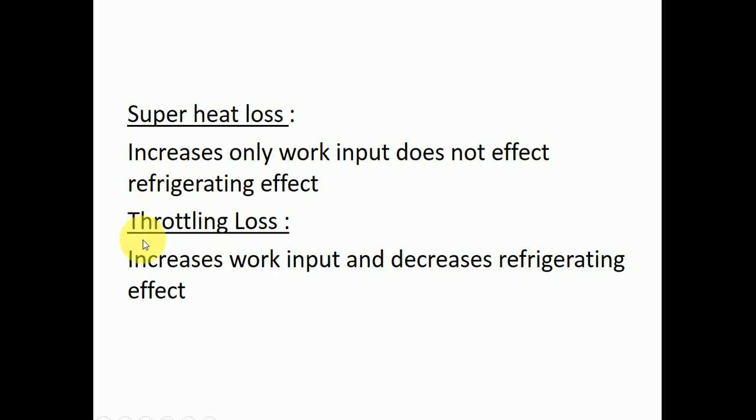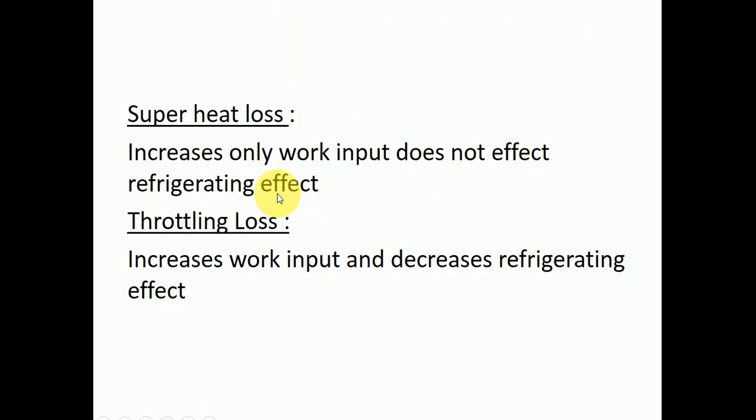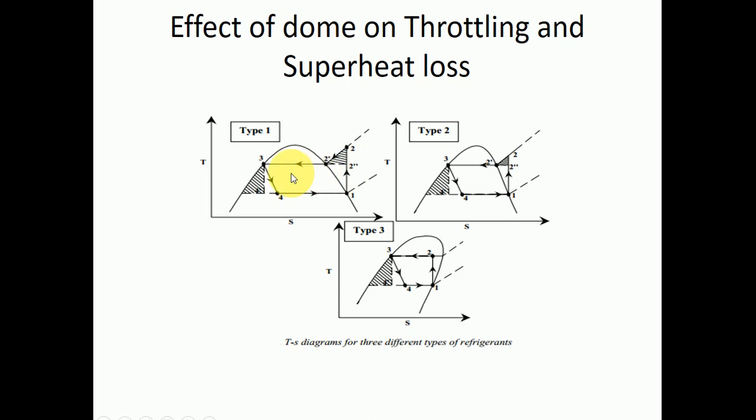And another one is the throttling loss, which increases the work input and decreases the refrigerating effect. It means that here at type 1 you can see 3 to 4 dash is the decreasing refrigerating effect, because actually it had to increase from 3 to 4 dash. So from 4 to 4 dash there is a decrease, because 1 to 4 is a shorter distance and 1 to 4 dash is a longer distance. So 1 to 4 dash, which is a longer distance, means the refrigerating effect is greater as compared to 1 to 4.